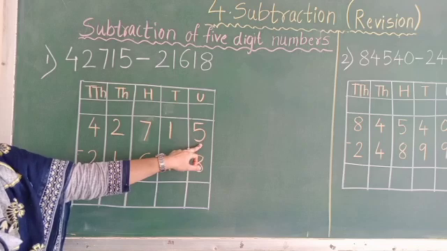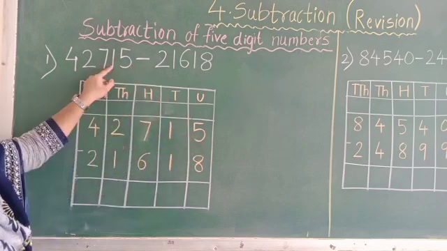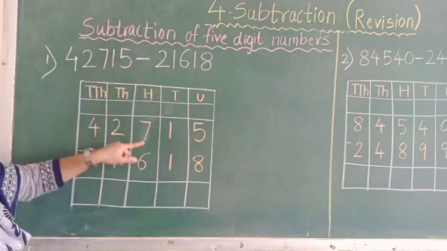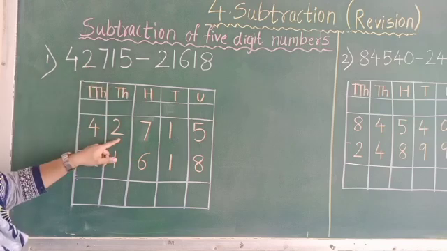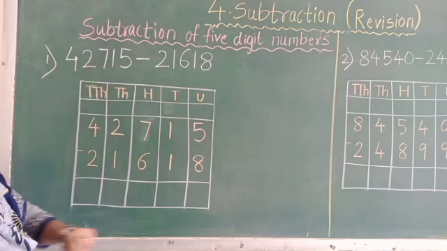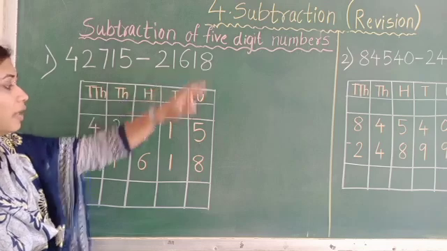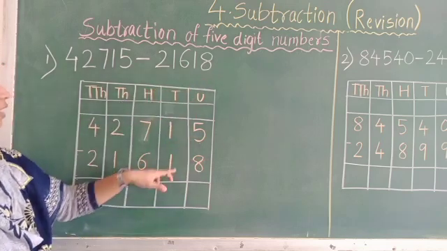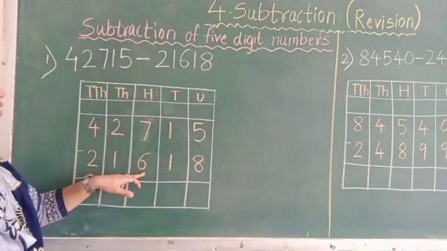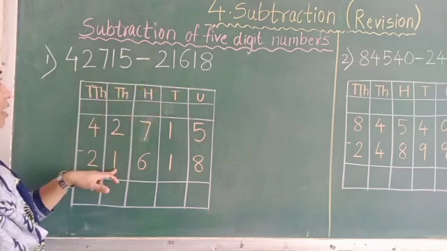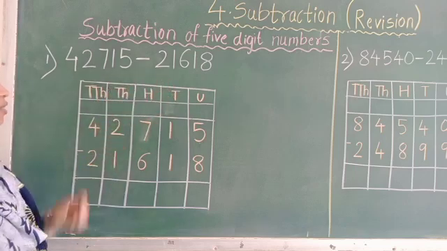First we will start from the units. 5 will come in the units place, 1 in the tens place, 7 in the 100 place, 2 in the 1000 place and 4 in the 10,000 place. Same for the other number, 8 in the units place, 1 in the tens place, 6 in the 100 place, 1 in the 1000 place and 2 in the 10,000 place.